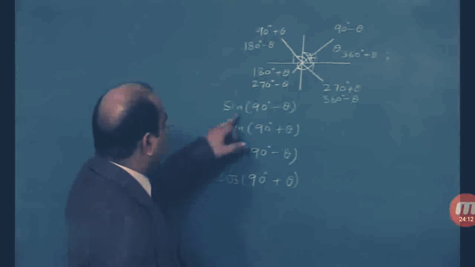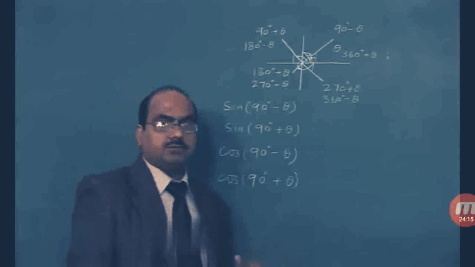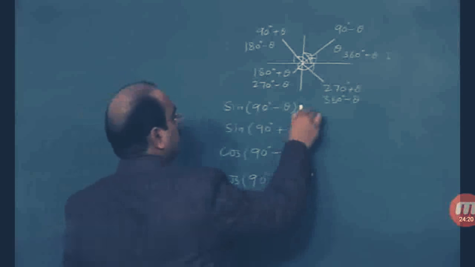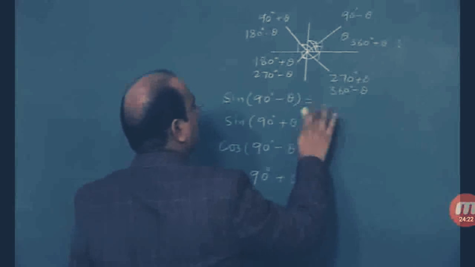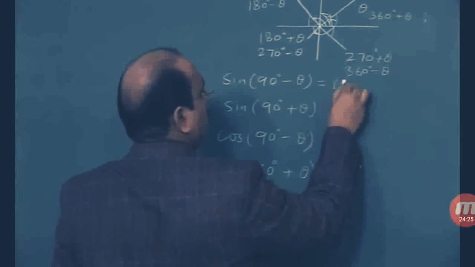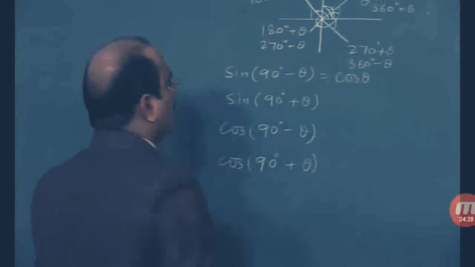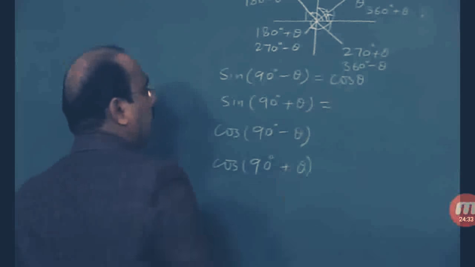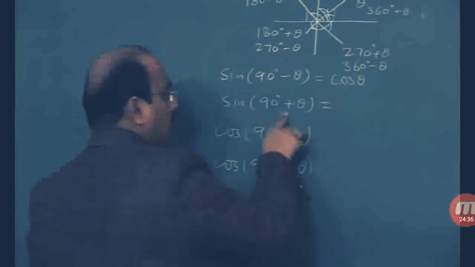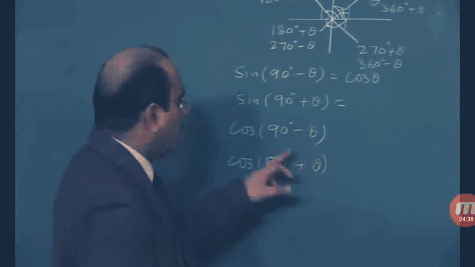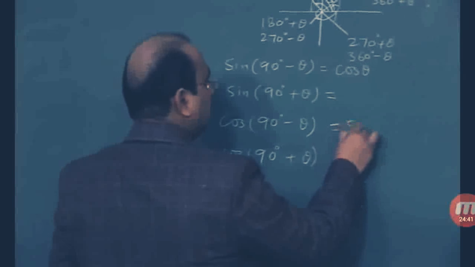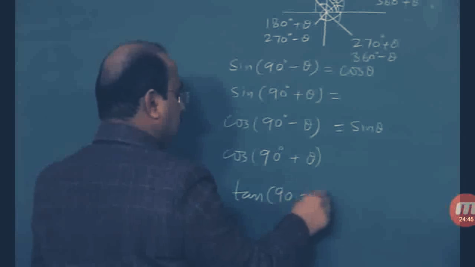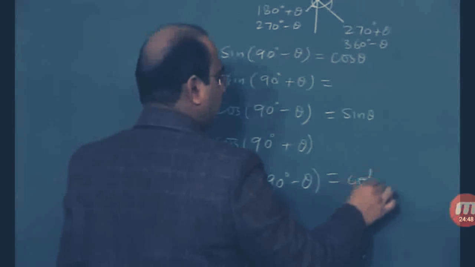Now, the value of sine 90 minus theta is simple, and you have learned it in the previous class. It is easily well known that the value of sine 90 minus theta is cos theta, and the value of sine 90 plus theta. Now we learned this type of expression. You have already learned this cos 90 minus theta, it will be sine theta, and similarly if we are having tan 90 minus theta, it is cot theta.